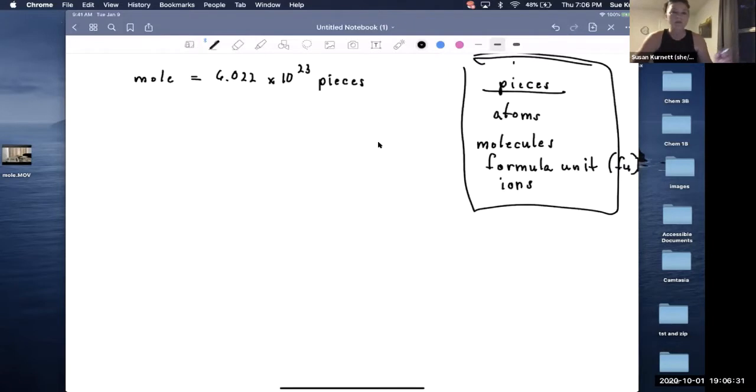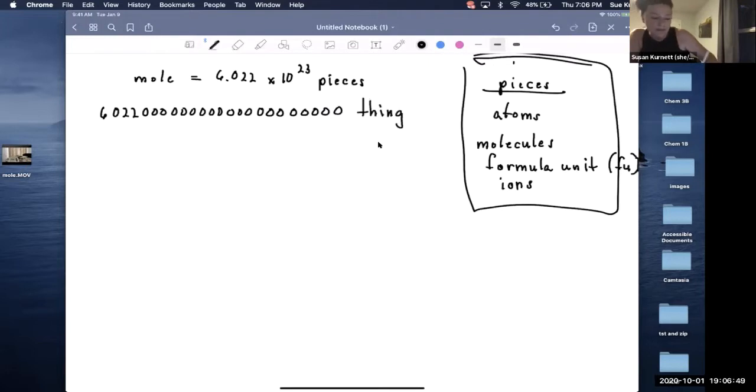Okay, so a mole is just a group of pieces. Why is it such a big number? 6.022, 1, 2, 3, 4, 5, 6, 7, 8, 9, 10, 11, 12, 13, 14, 15, 16, 17, 18. It's a huge number. Why so big? Because atoms are really small. Atoms are so small that it takes this many to make up an amount that we can weigh on a balance, and it's in the tens place.